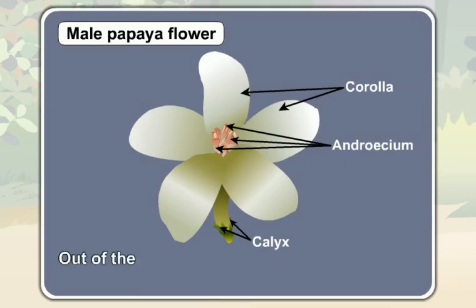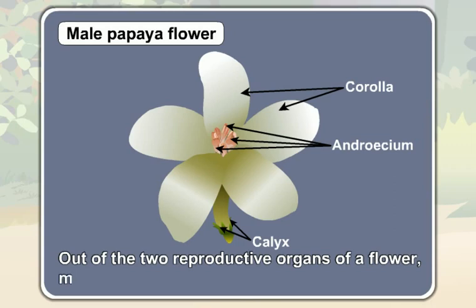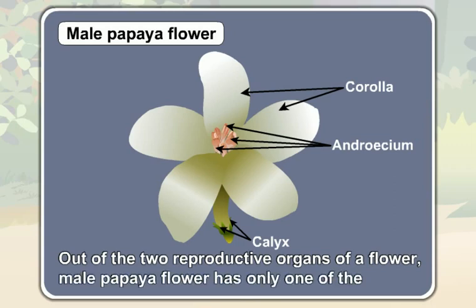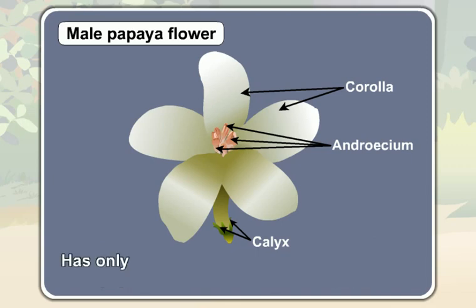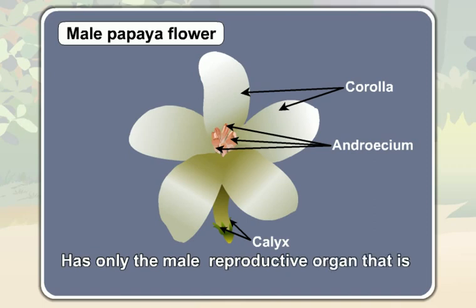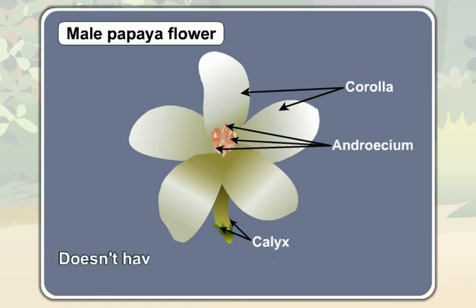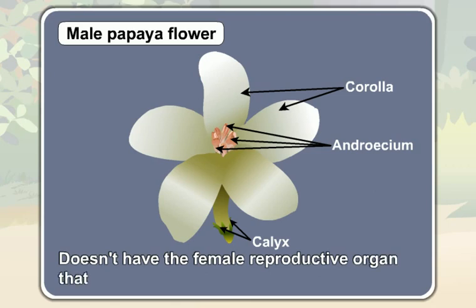Out of the two reproductive organs of a flower, the male papaya flower has only one of them. It has only the male reproductive organ, that is, the androecium. It doesn't have the female reproductive organ, that is, the gynoecium.